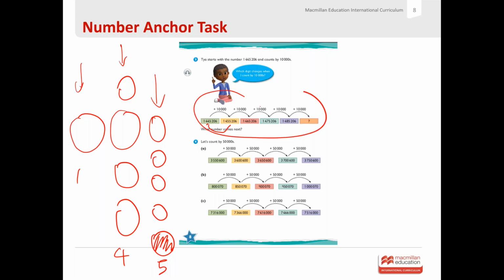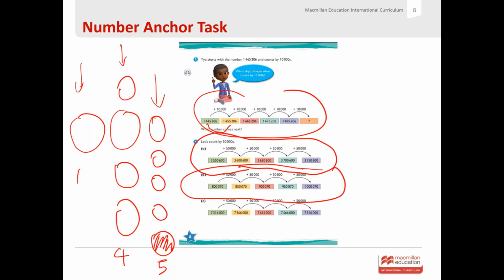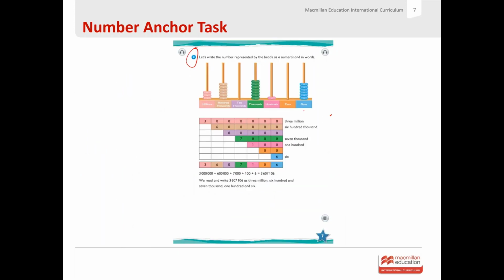What's happening in here? Can you use your place value counters to show me what's happening there? Can you draw a picture of one of these to show me in your books what's happening? So you can describe it. Oh, each of these, we're adding 50,000. Let's see what happens when you add 50,000. And you can go through them using this place value chart at the same time.